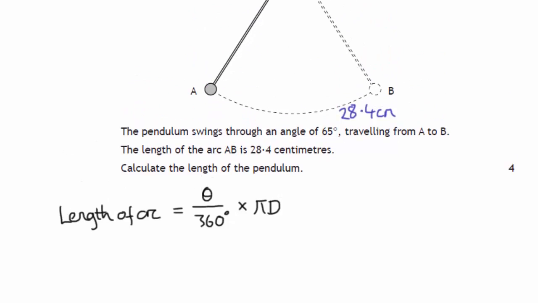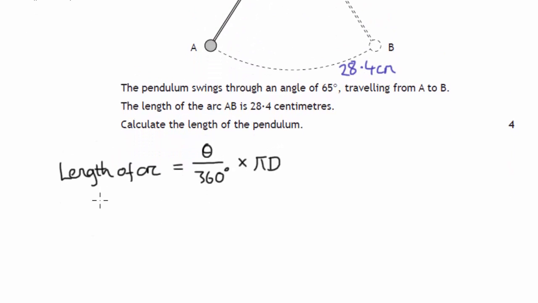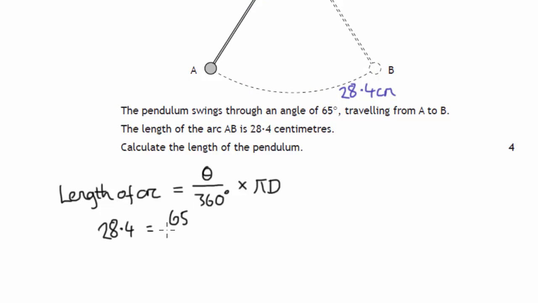Now we can actually start putting some of these values in. What we know is the length of the arc is 28.4. We know that it's 65 degrees, just double check, 65 degrees. We know it's over 360 because it's a proportion of the whole circle, and that's times pi times d. Okay, so we're looking for d. Now remember, when I write that part of it, that's the same as just saying 65 pi d divided by 360. Okay, so that's just the same as that.